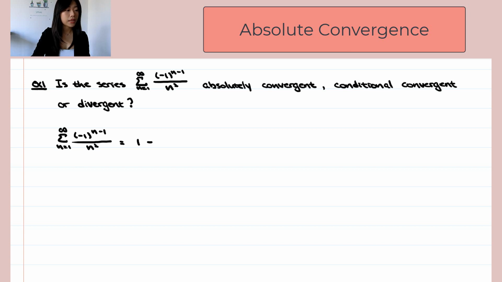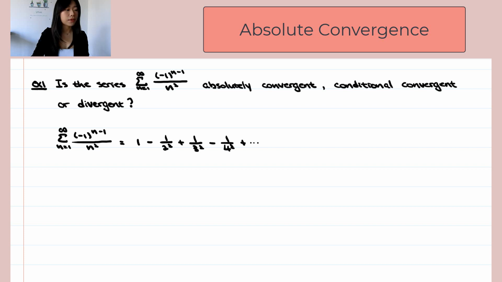So 1 minus 1 over 2 squared plus 1 over 3 squared, then minus 1 over 4 squared, and so on. And we can see that this series is convergent by the alternating series test, because bn plus 1 is always smaller than or equal to bn, and the limit of bn as n approaches infinity is 0.